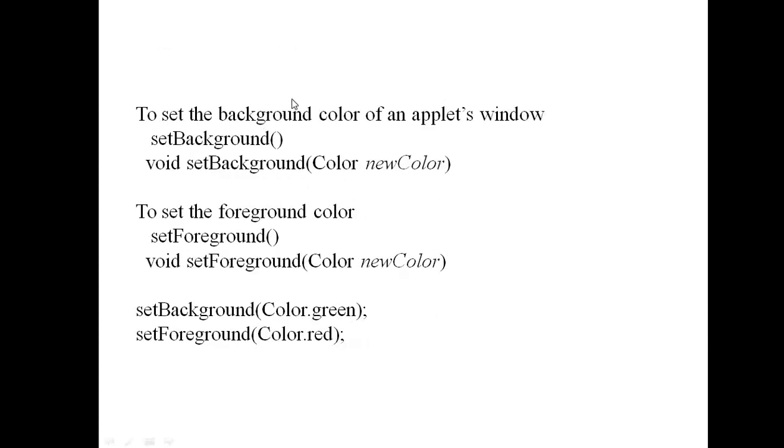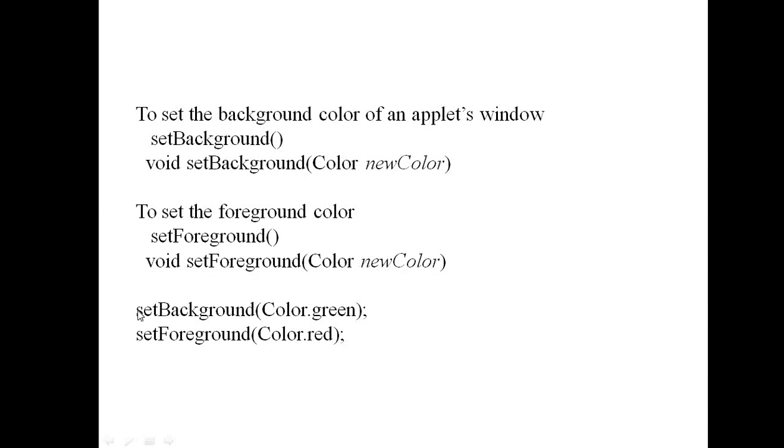To set the background color of an applet window, setBackground is the method used, with a color. The method definition is void setBackground, and we need to specify the Color object here, a color constant value, newColor. To set the foreground color, setForeground is the method used. The definition is void setForeground, newColor.